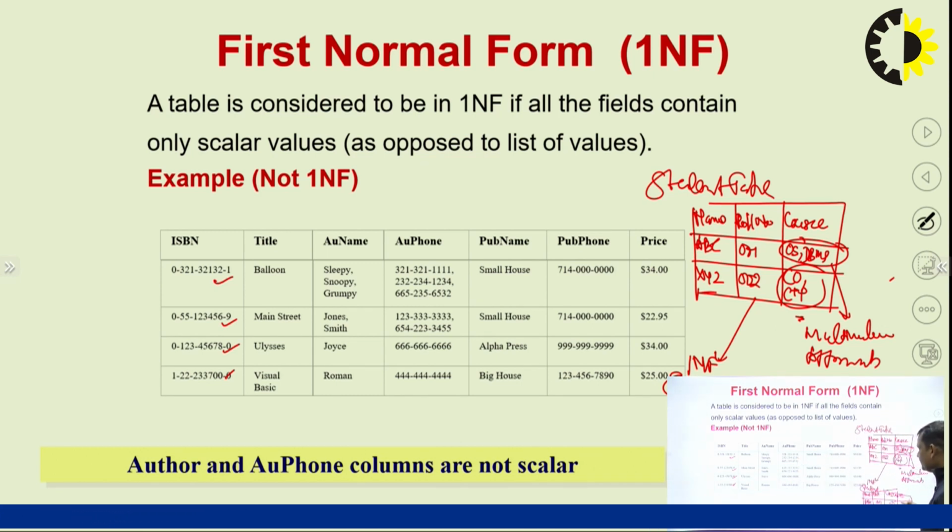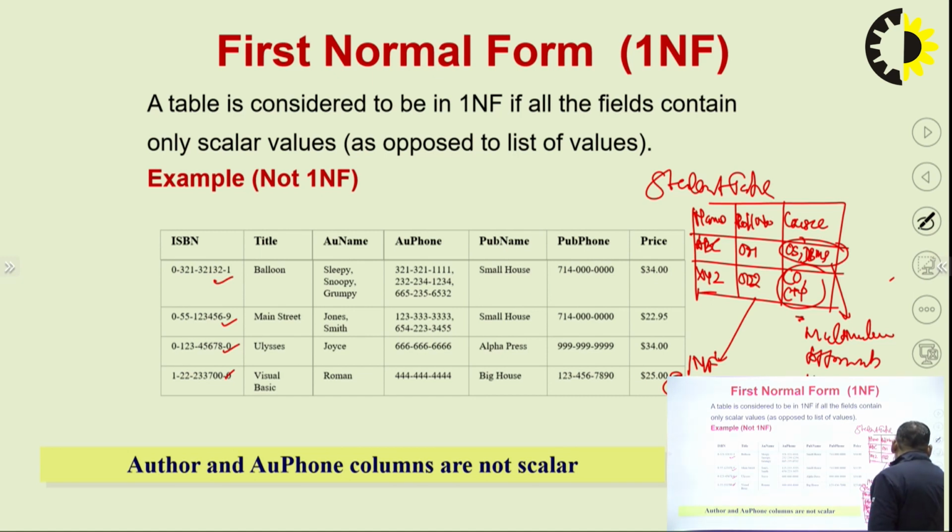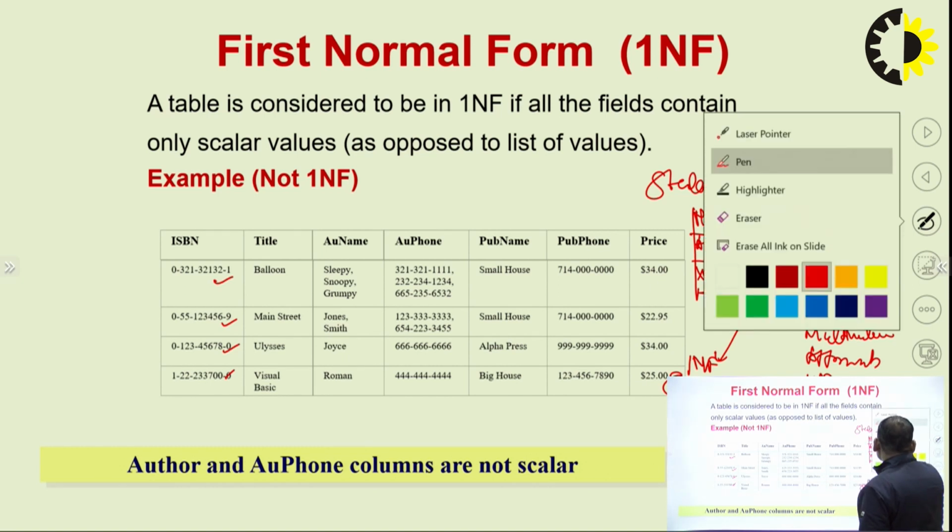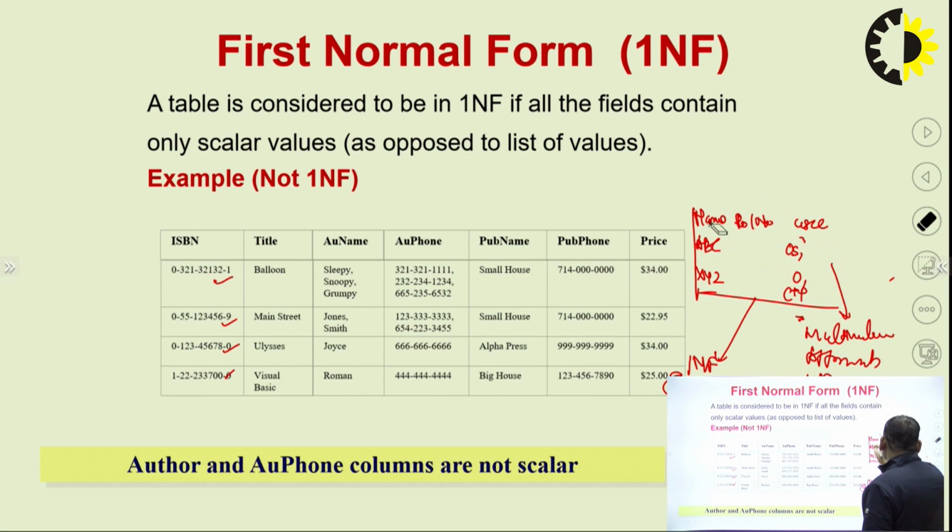This normalization is first normal form. This table is in first normal form. Every row and column holds an atomic value, or scalar value. Every cell stored in the database is an atomic value or scalar value. This is known as first normal form.